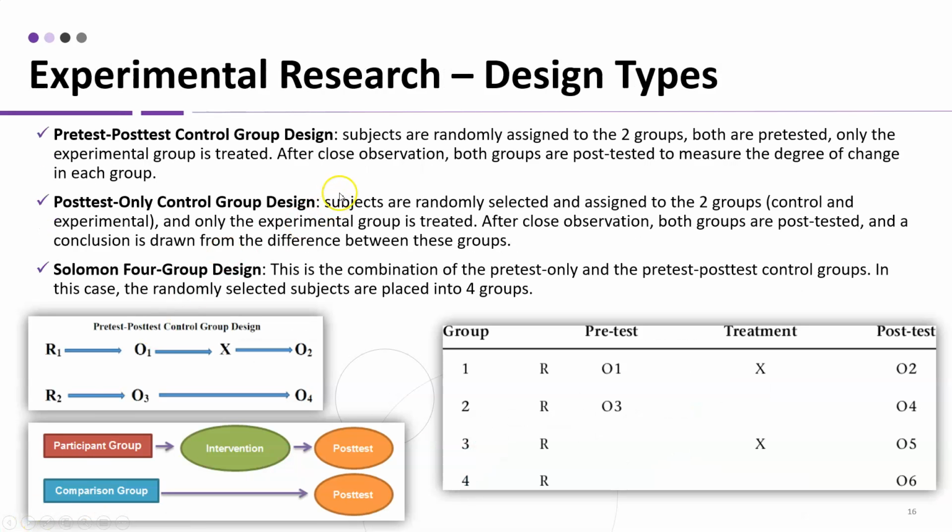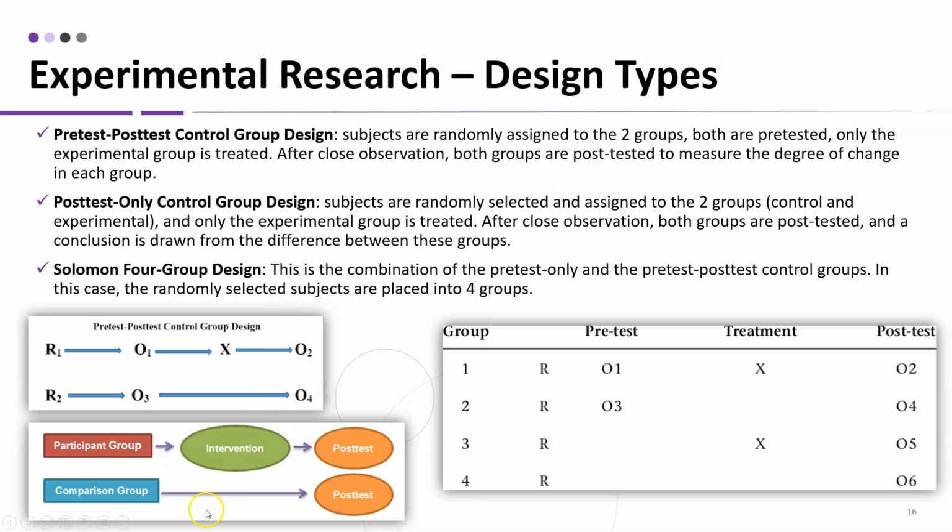Now, with experimental research, we have three different designs: the pre-test post-test control group, the post-test only control group, and the Solomon four group. In the pre-test post-test design, R stands for random. The subjects are randomly assigned to two groups. Both are pre-tested, so that's what you're seeing here. O means observation. So here's group 1 and here's group 2, both getting an observation. But only one of the groups gets an intervention or treatment and is observed after. The other group is observed after too, but they're our control group. They didn't get a treatment.